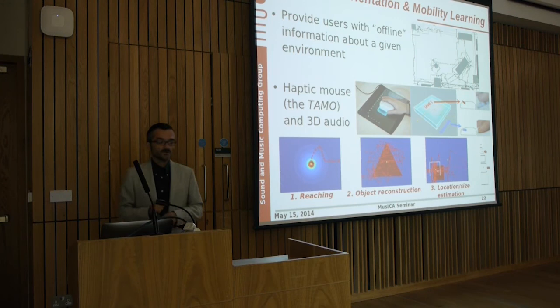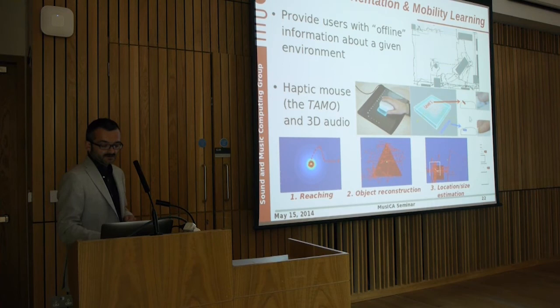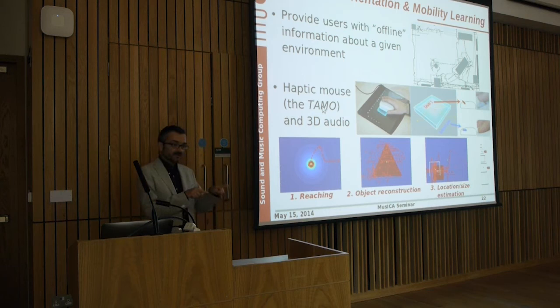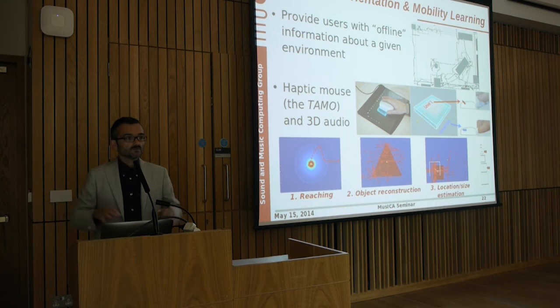So for this, they use a very simple haptic device, which is called the TAMO, which is basically a mouse where you have a lever under your finger, which can move, and so the idea is that you explore this surface as you were exploring it with your finger, and you can feel the obstacles and the changing heights of your scenario. And we are adding sound into this application.